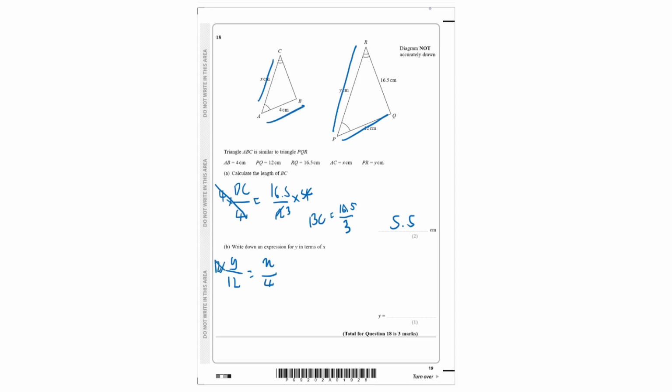Multiply both sides by 12 to remove the denominator. Multiply by 12. This cancels out. So this is simply 3 times x. So y is equal to 3x.